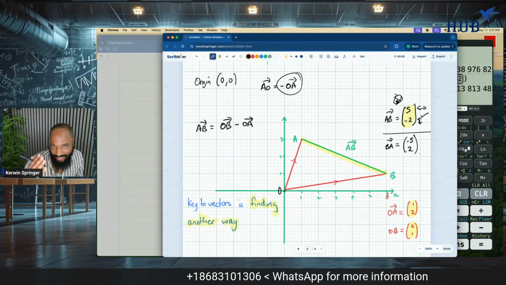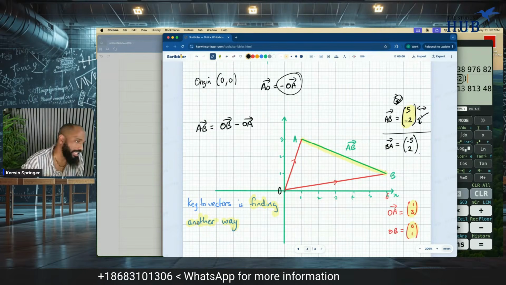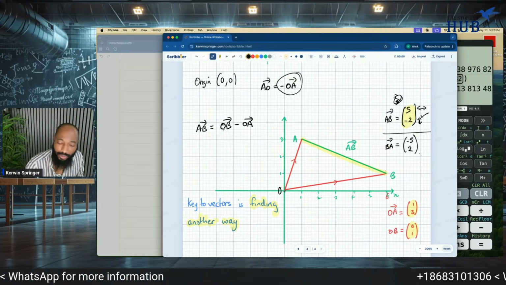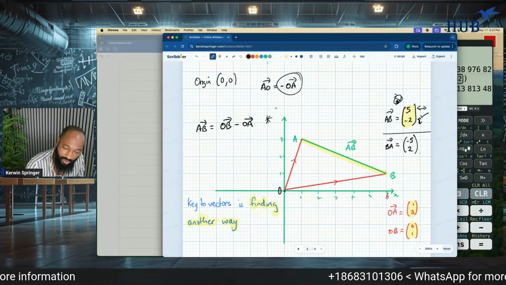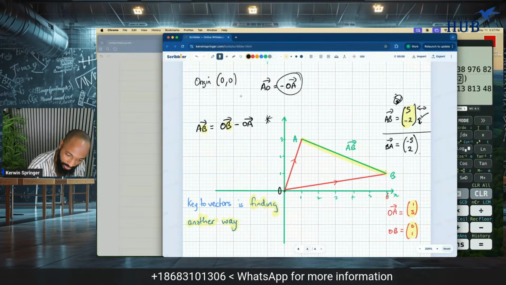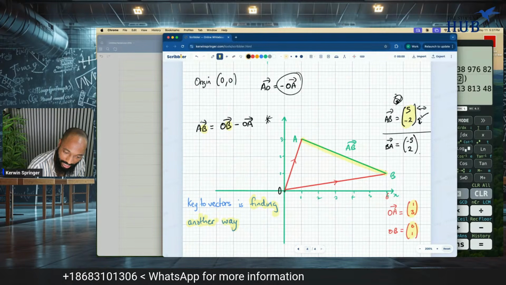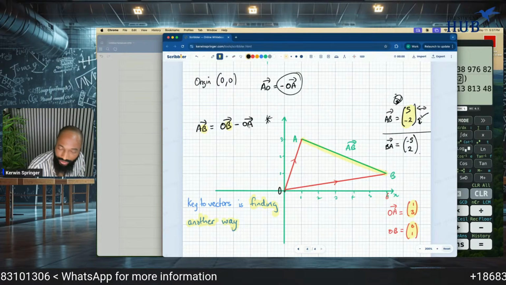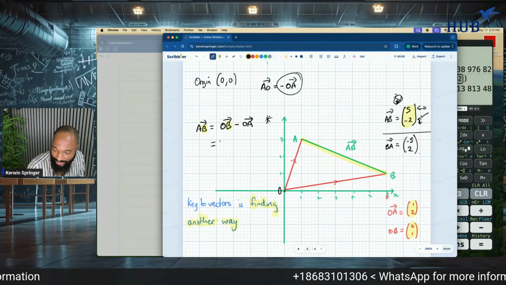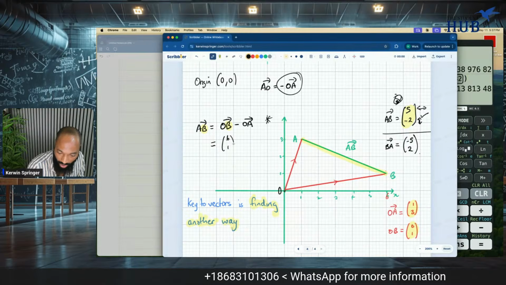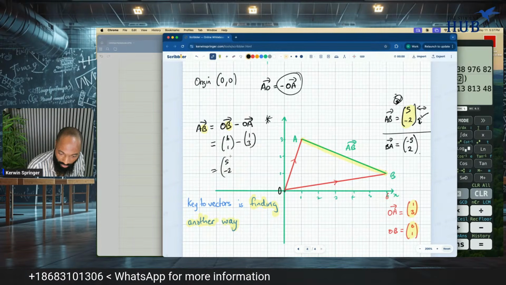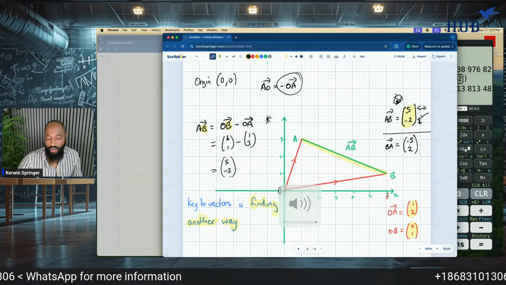So the format is a little neater. But if you understand the key of finding another way and you could do the OA, that's cool. A lot of you will be familiar with this. This is called the triangle law, where you put the second one first and the first one comes second. So OB minus OA, with a minus sign in between. If I do it like this, I'll still get the same answer. I'll get 6, 1, minus 1, 3, and I'll get 5, negative 2, which is the answer. Triangle law, ladies and gents.